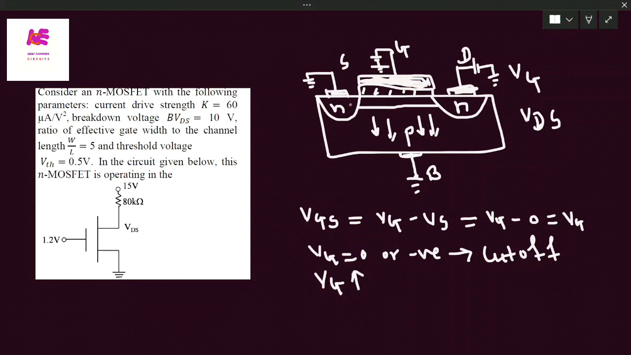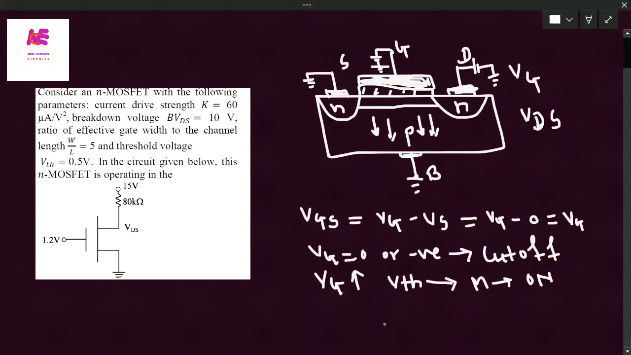How will these electrons flow from source to drain? If you are applying a small positive drain voltage. So the gate voltage at which this channel is formed by pushing all the holes towards the downside, that voltage is nothing but the threshold voltage. And at this threshold voltage, the MOSFET will be in on state.